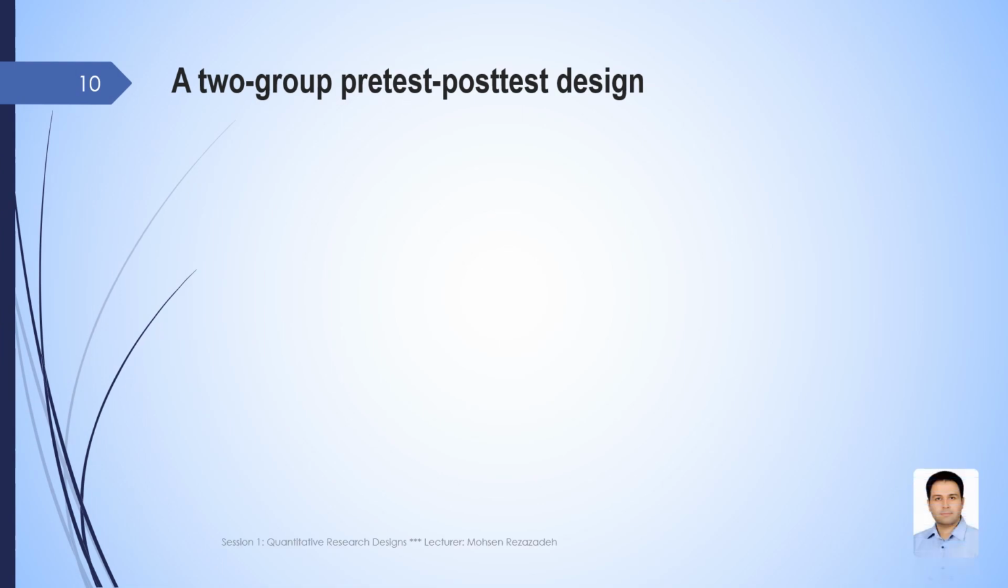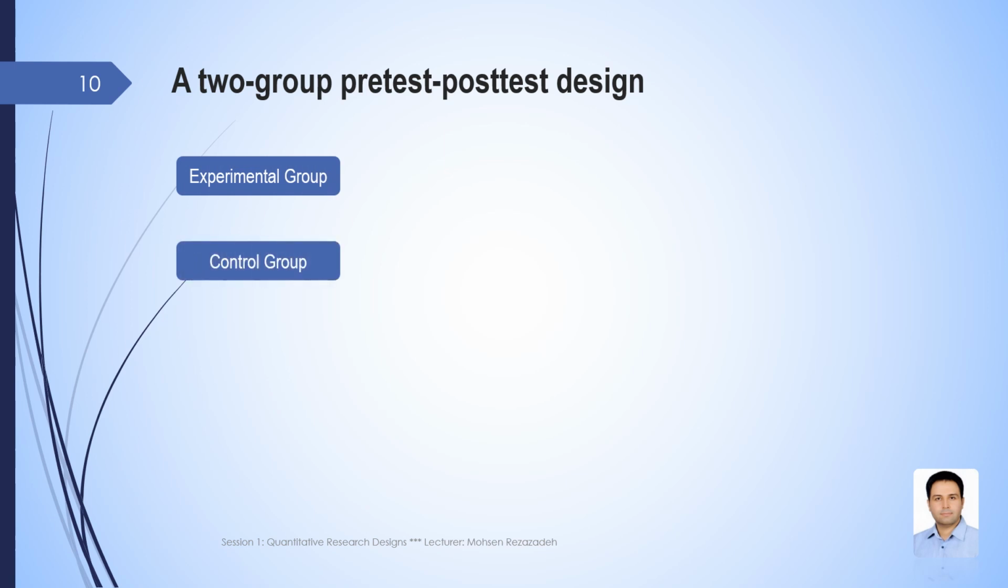The second type of experimental design is a two-group pretest and post-test design. First, we have two groups, experimental and control groups. Students are randomly assigned to the two groups. Then we have a pretest. A pretest is given both to the experimental group and the control group. Then we have the treatment in the experimental group, and after the treatment we have the post-test.